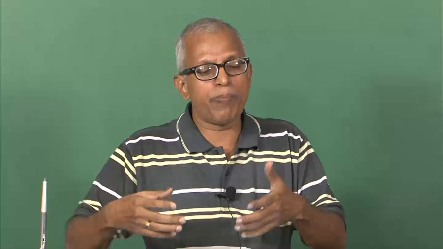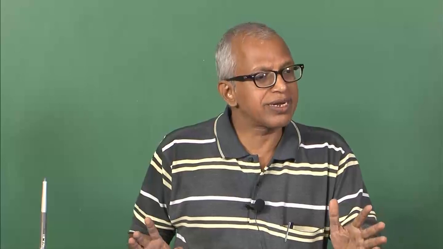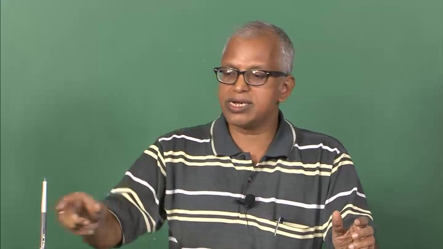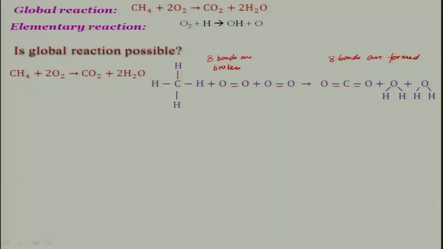This is only a representative of what is happening, which we call a global reaction. Are you getting it? However, if you take an elementary reaction, for example this, what happens here? If you look at O2, it is O and O, so this can be broken, 2 bonds are broken. O is coming to H to form OH, another bond, so one bond is formed here, OH, which is possible. But 8 bonds formed and 8 bonds broken is impossible, okay, are you getting it?